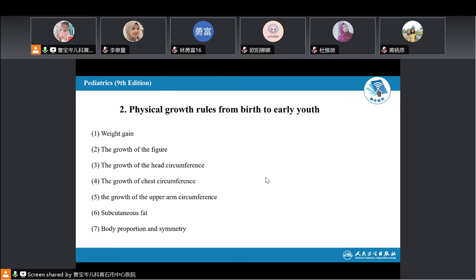Physical growth rules from birth to early childhood: one, weight gain; two, the growth of height; the growth of head circumference, chest circumference, and upper arm circumference; subcutaneous fat; body proportion; and symmetry.